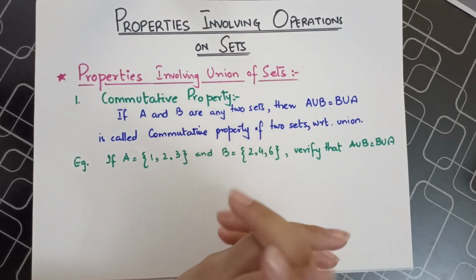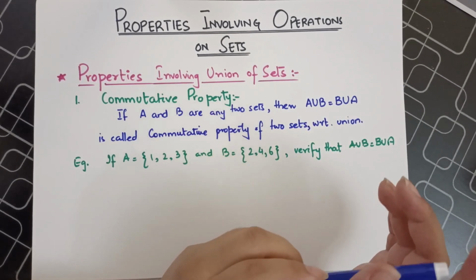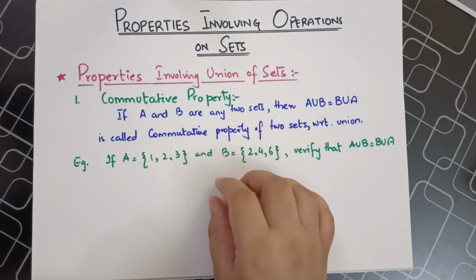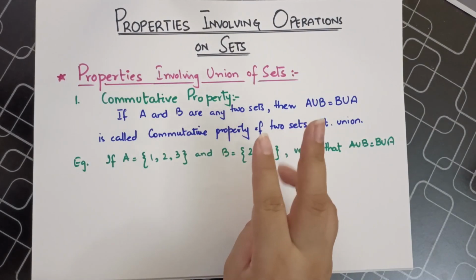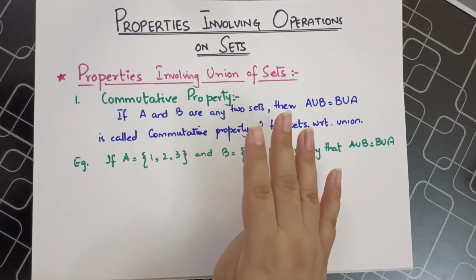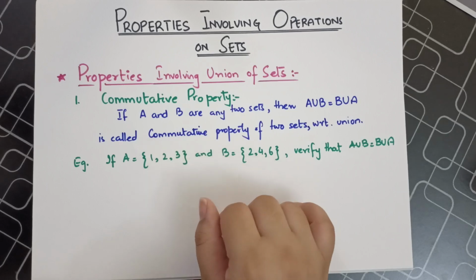So today we are going to study the properties involving operations on sets. Now what are the operations of sets? I have already discussed these in my previous videos. There are four operations of sets. Number one is union, number two intersection, number three difference, and number four is complement. I have already uploaded these videos on my channel. You can go and check them out later on.